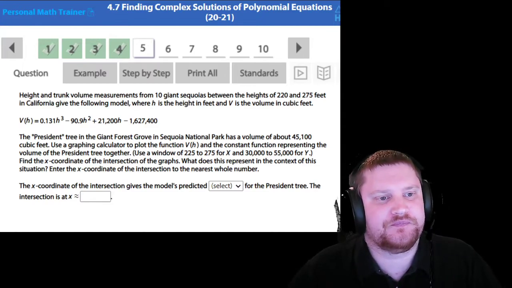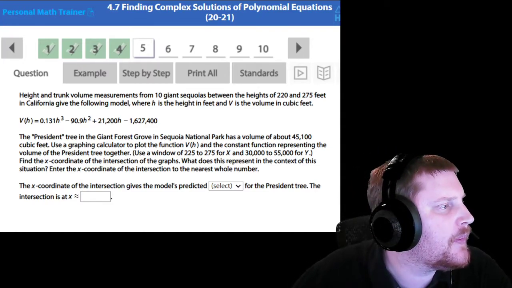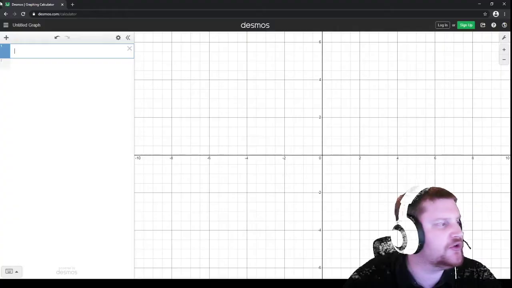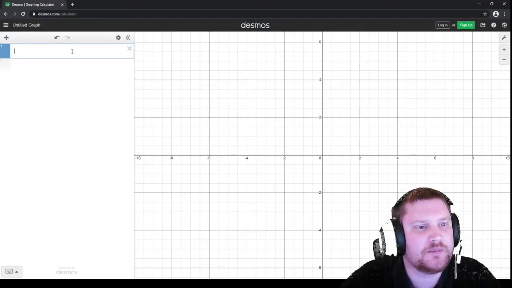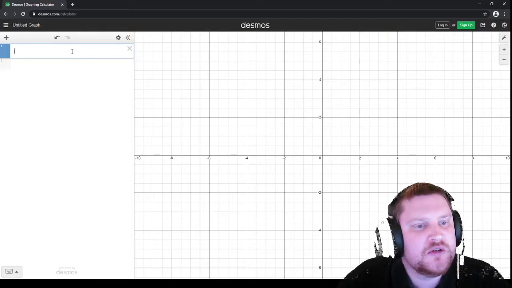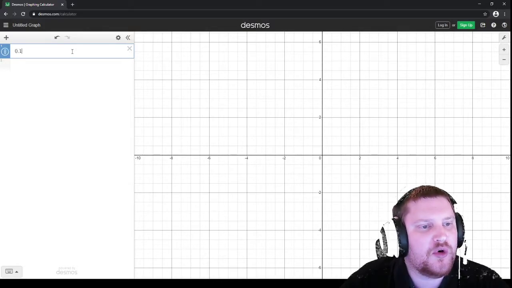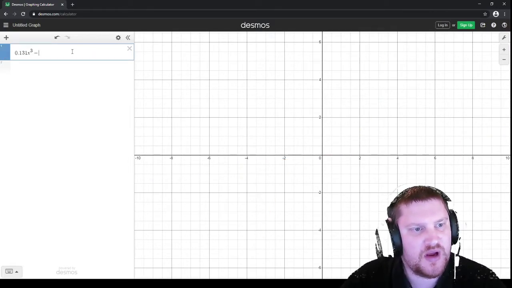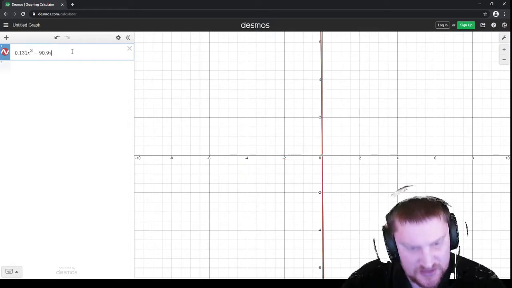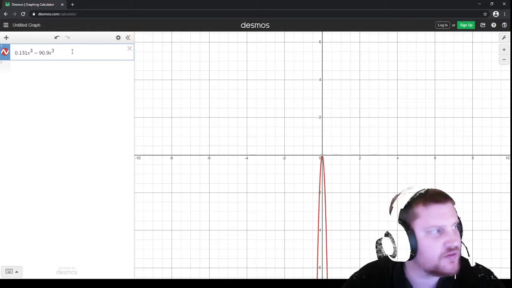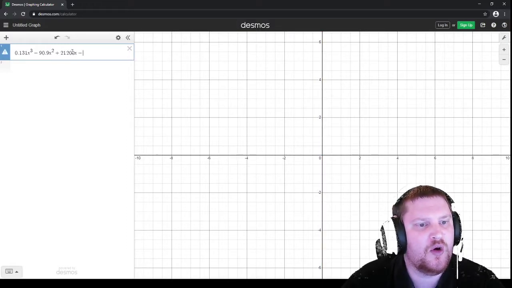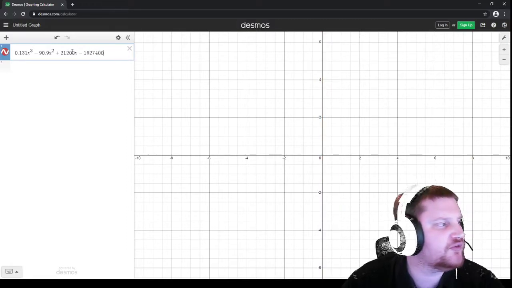Okay. So, let's go ahead and graph these in Desmos. You could use a graphing calculator if you wanted to. So we have 0.131 x cubed minus 90.9 x squared plus 21,200 x minus 1,627,400.